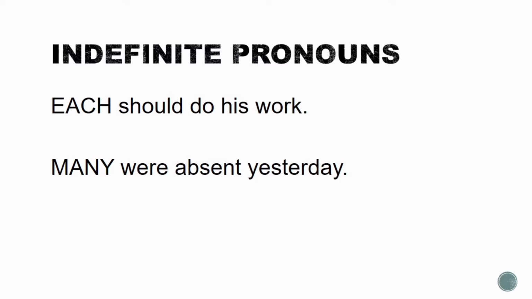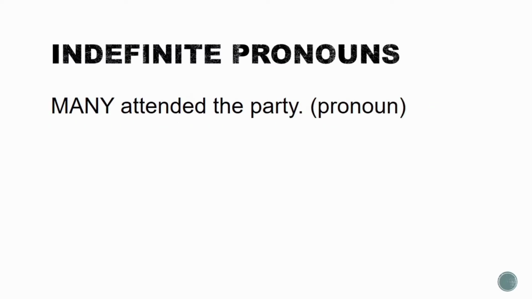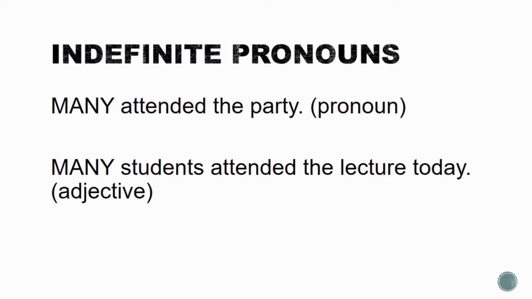indefinite because, as said, they point out things, places, or persons less clearly because we don't exactly know how many there are. And just like our demonstrative pronouns, when one of these indefinite pronouns modifies a substantive, it ceases now to be a pronoun and becomes an adjective. Just like in our first example, many attended the party. And another example, many students attended the lecture today. So again, many does not have any word to modify, so it functions here as a pronoun, while in the next example, many students, many modifies now students, so that becomes an adjective.